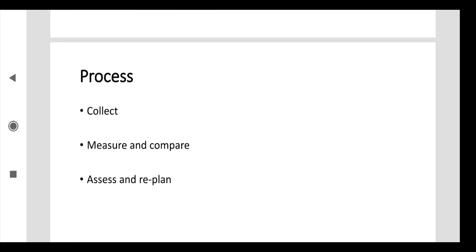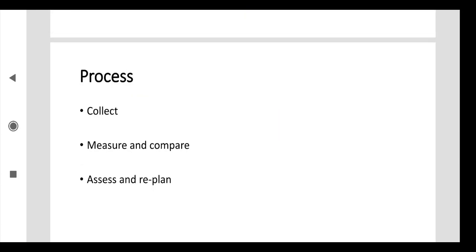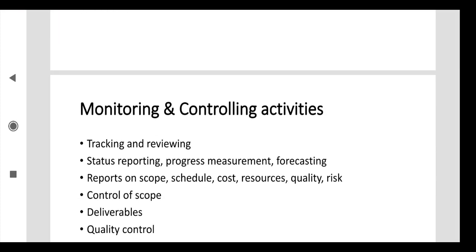Next we move on to the process for project monitoring. First one is collecting the information, requirement analysis. In the SDLC, the first step is the requirement analysis. We have to gather the information. Then comparing the information, measuring and comparing. Measuring means the cost effective matter. Also, the information related to the project we have to measure and compare. Then assess and replan. Assessment covers the cost effective matter. Then we have to give the replan for developing the project. These are all the process for project monitoring.